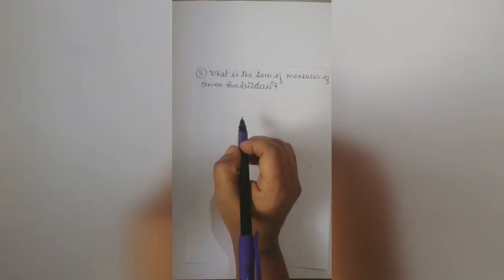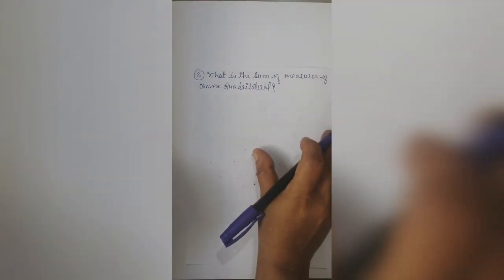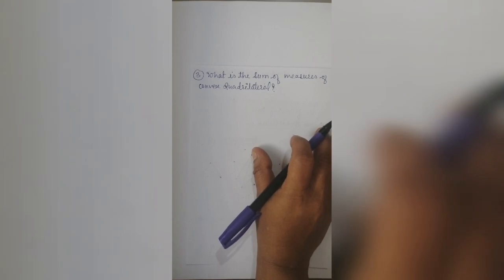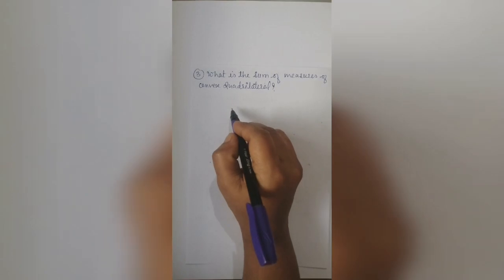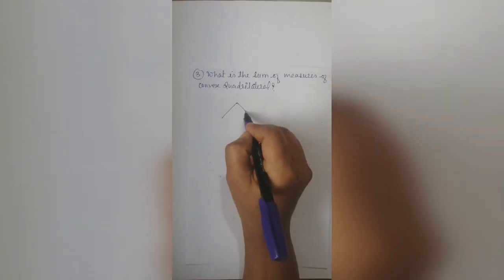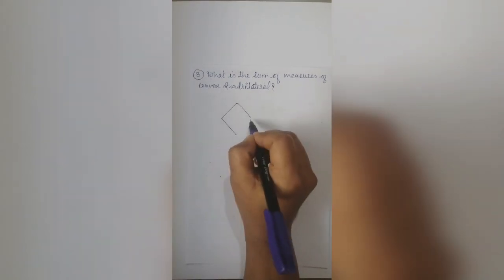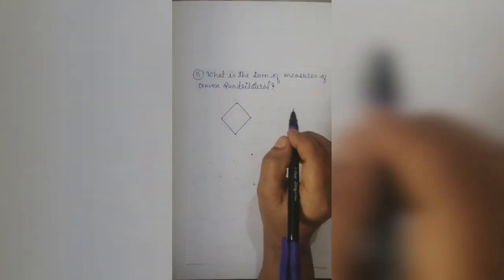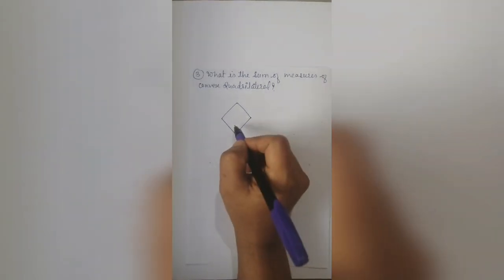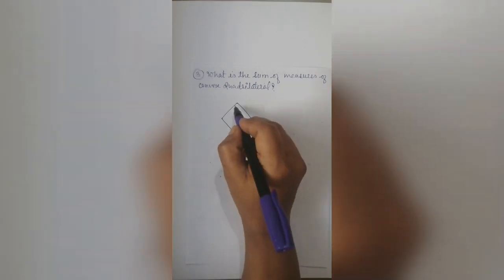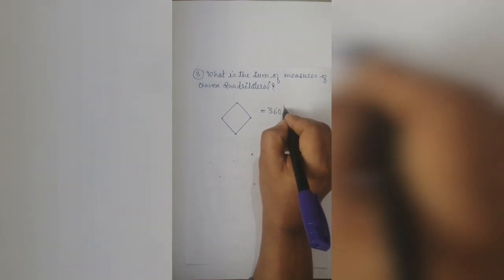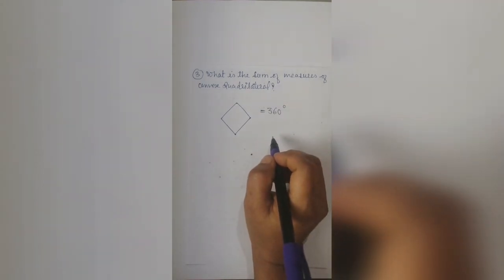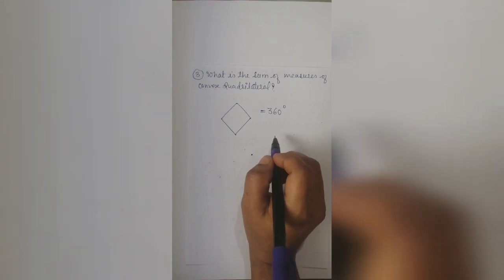Now our third question is, what is the sum of the measure of the angles of a convex quadrilateral? Any quadrilateral, okay, any you can draw. If it is a convex quadrilateral, what is the sum of the measure of the angles? Here it is always 360 only. 360 degrees is the sum of the angles of the convex quadrilateral.